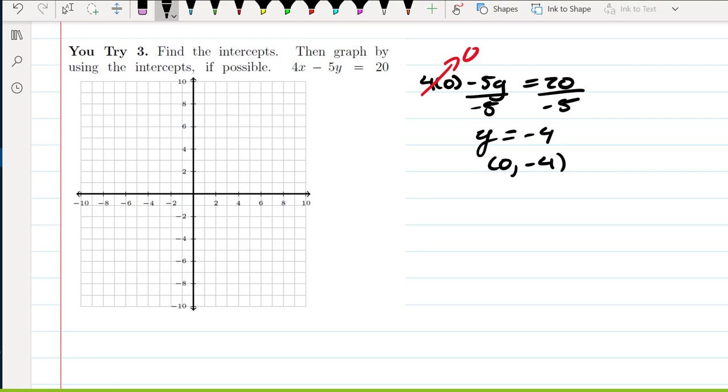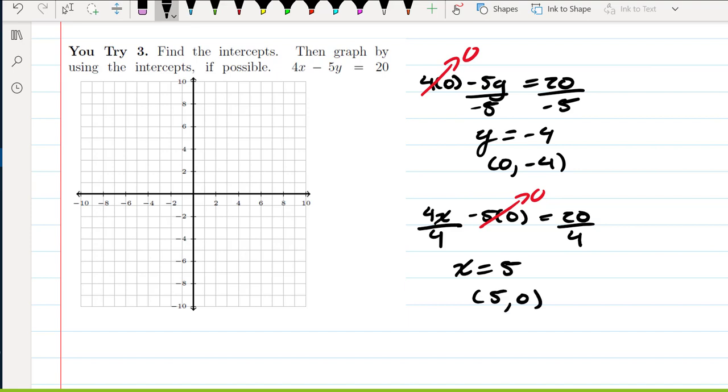And then we set y equal to 0, so we would have 4 times x minus 5 times 0 is equal to 20. And anything times 0 is always 0. So then we divide by 4, and we get x is 5. So we get the ordered pair 5, 0. So 5, 0 is out here, 0 and negative 4 is down here. And we get a nice line that looks something like this. All right.